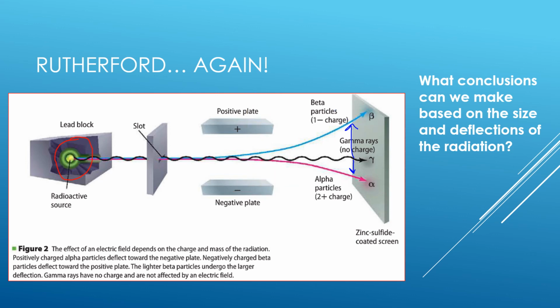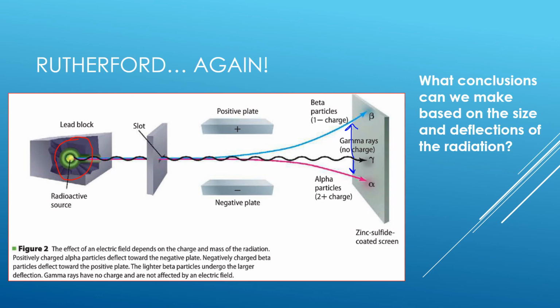Beta particles move up towards the positive plate. This must mean that they're negatively charged. Alpha particles move down towards the negative plate, so they must be positively charged. And last but not least, we have gamma rays. They actually don't deflect at all, they just go straight through. That's that black squiggly line you see. So I can conclude that gamma rays have no charge. They don't move up or down towards either of the plates, so they must not have a charge at all.